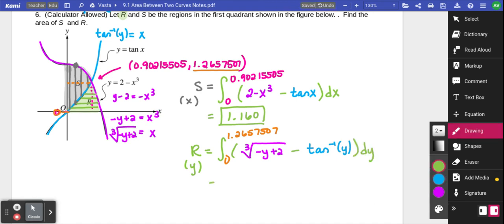Then I'm just going to use my calculator and type this in. Now here's the good news. You don't even have to type in y's. On your calculator, still you type in x's just like you did before. Your calculator just needs a variable there. Doesn't matter if it's x's or y's. When you do that, you get 0.729.